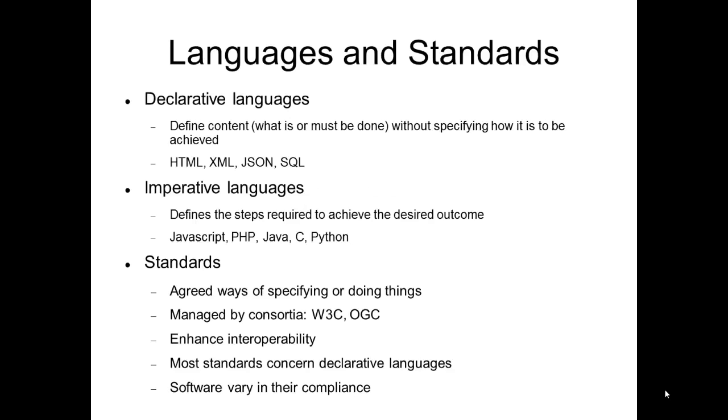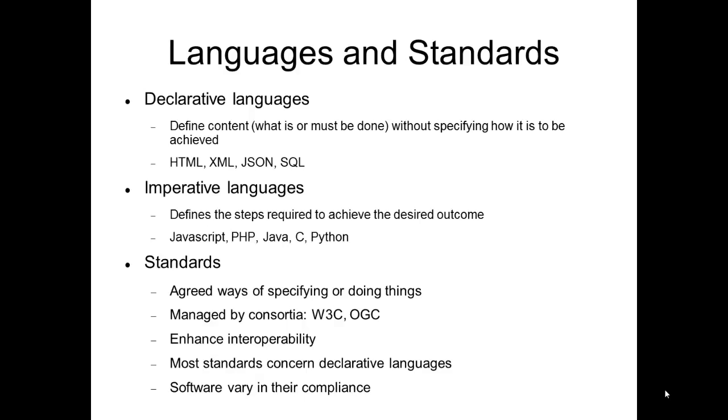The first slide clarifies that there are two types of things that are called languages or programming languages. What's the difference between a language, what is a standard, and what's the relationship between them? The first thing to point out is that there are what are called declarative languages and imperative languages. Those who've done data management will hopefully remember this. Declarative languages define content, what is or what must be done, but do not specify how that is to be achieved.